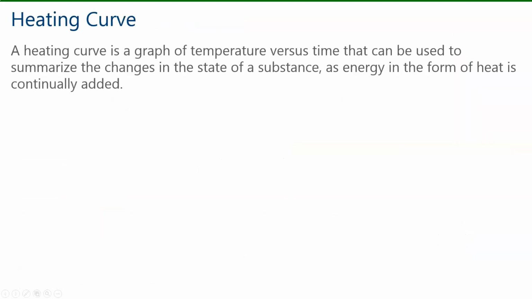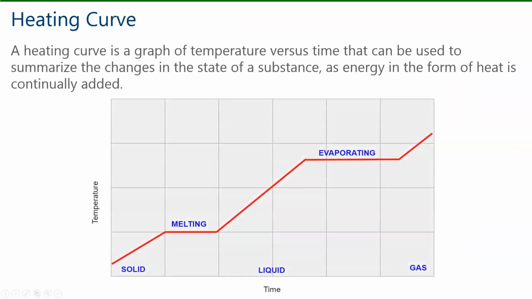A heating curve is a graph of temperature versus time that can be used to summarize the changes in the state of a substance, as energy in the form of heat is continually added. We will look at heating curves in more depth on the latent heat lab that you'll find in this section.